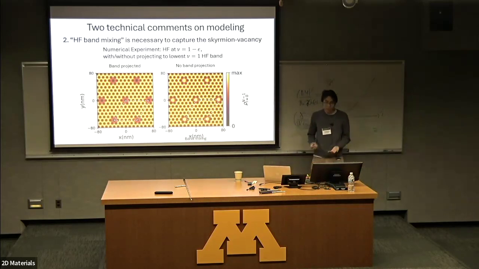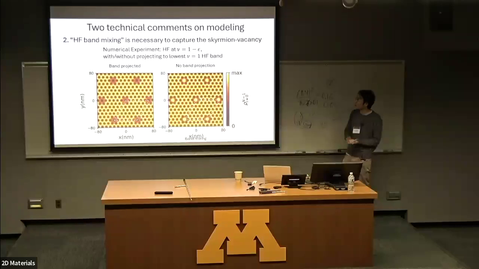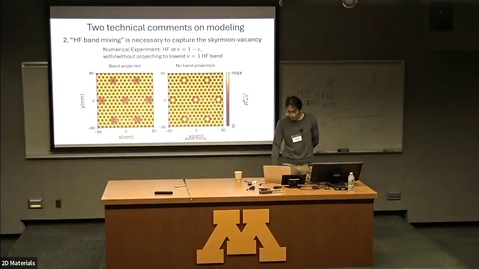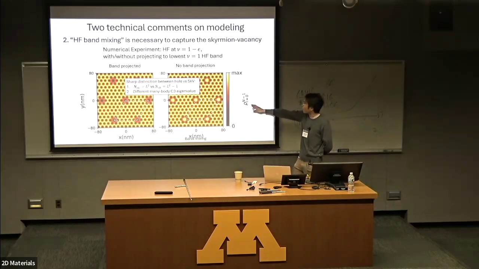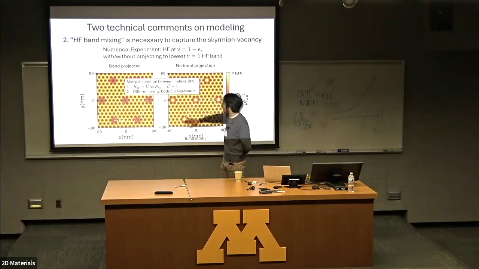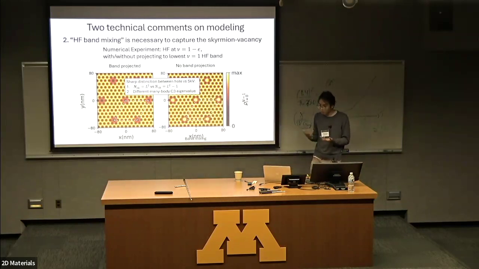That makes sense because the lowest Hartree-Fock band you can think of as basically the lowest Landau level formed by a fixed Skyrmion texture. So if you want your hole excitation to change the Skyrmion texture, you really need to mix in these higher Hartree-Fock bands. And there's a sharp distinction between these two. If you integrate the Skyrmion density, they give different numbers. Also, these many-body states have different rotation eigenvalues. So they're different.